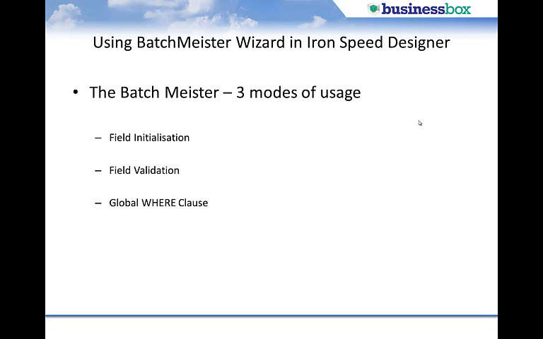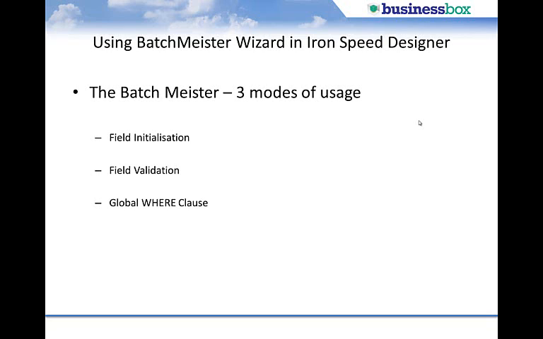You can also use it to apply field validation across your application. For example, there may be a typical relationship between dates that always exists in your application. For example, a date must always be in the past or must always be in the future. The Batch Meister Wizard will allow you to implement the rules for inserting that validation code across your application.